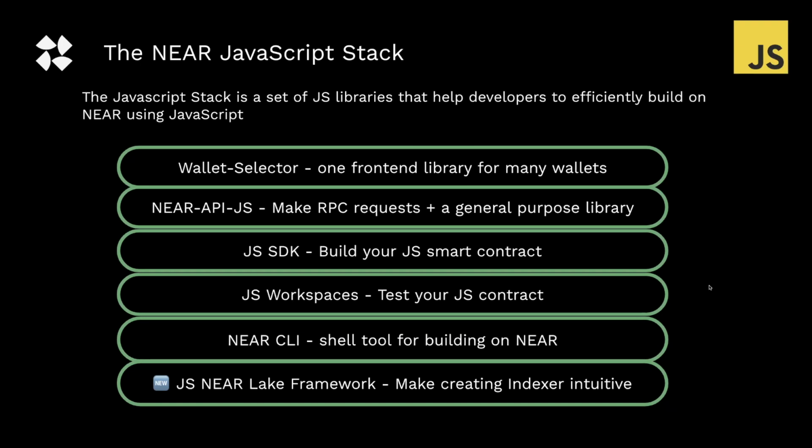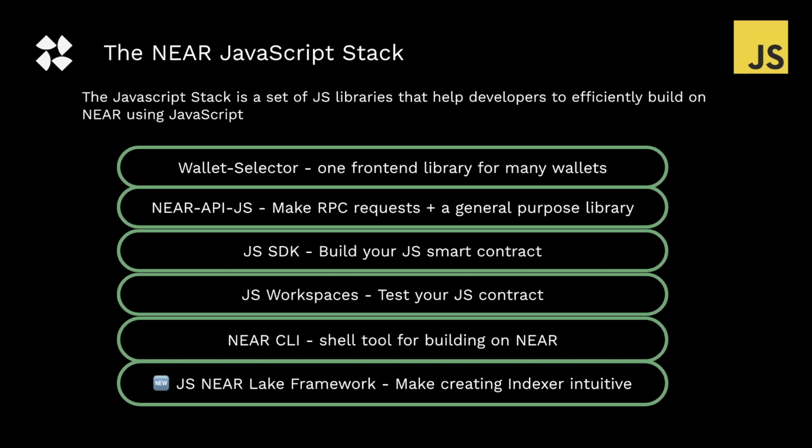Next is the JavaScript SDK, which we launched earlier this year. This allows you to build your smart contract in JavaScript and TypeScript. And similarly, Workspaces is also launched this year, which allows you to write tests for your JS contracts. The Near CLI is a shell tool that many of you are familiar with. You can interact and build on Near and connect to the wallets.